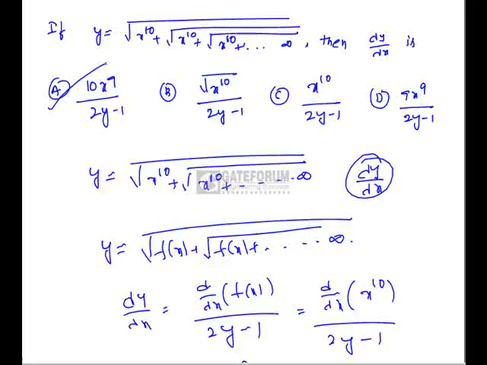And the other method is to take y as root over x power 10 plus root over x power 10 plus so on up to infinity. Consider this entire term as y. Y equals root over x power 10 plus y. Now squaring on both sides, and after squaring, differentiate them, you will get the answer as A.